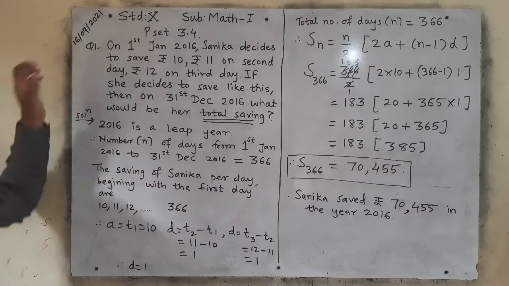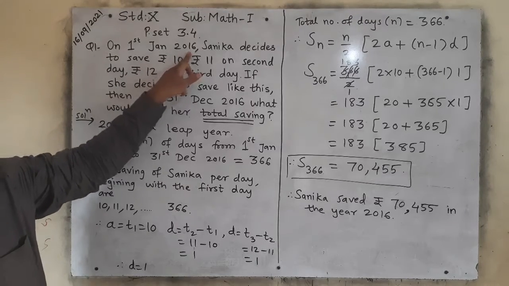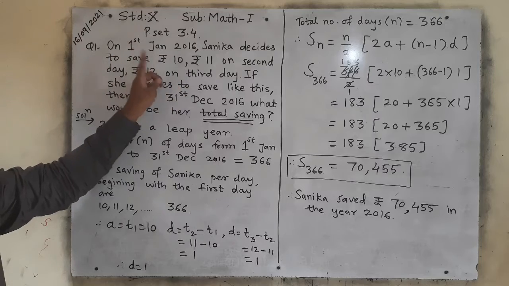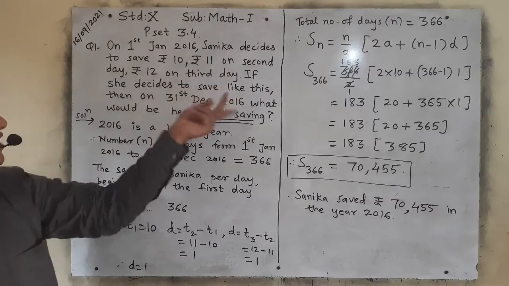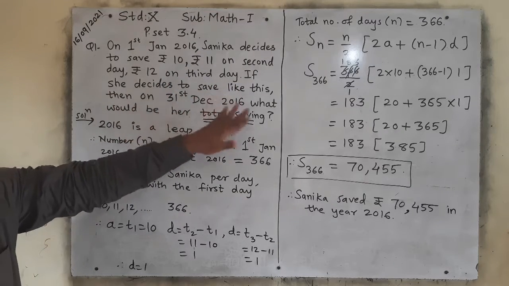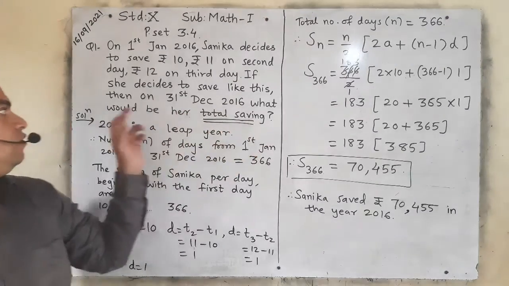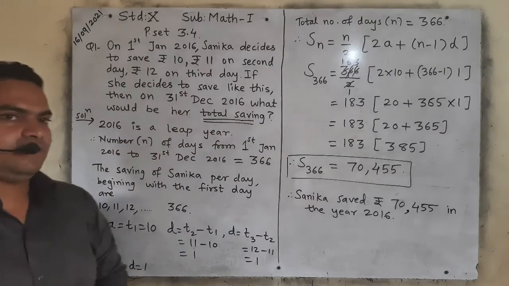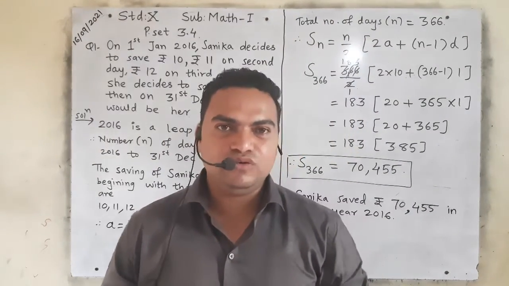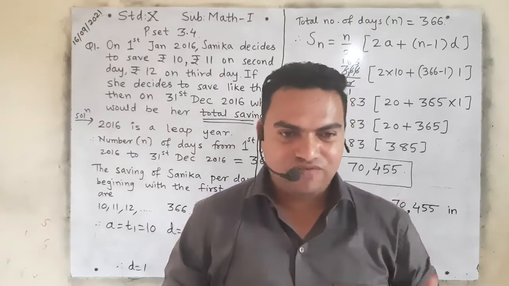Practice set 3.4, question number 1: on 1st Jan 2016, Sanika decides to save rupees 10 on 1st Jan, rupees 11 on 2nd Jan, rupees 12 on 3rd Jan. If she decides to save like this, then on 31st December 2016, what would be her total saving? So my dear students, after reading the word problem, we came to know that this word problem relates to the sum formula, that is the Sn formula.